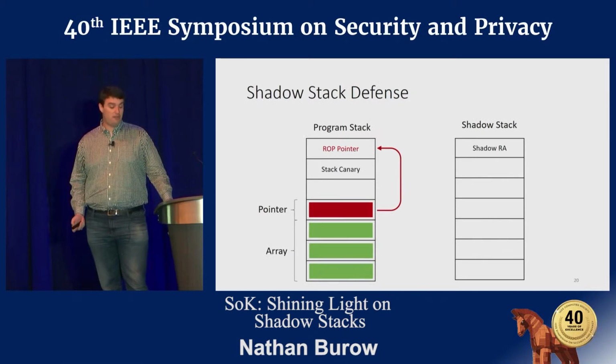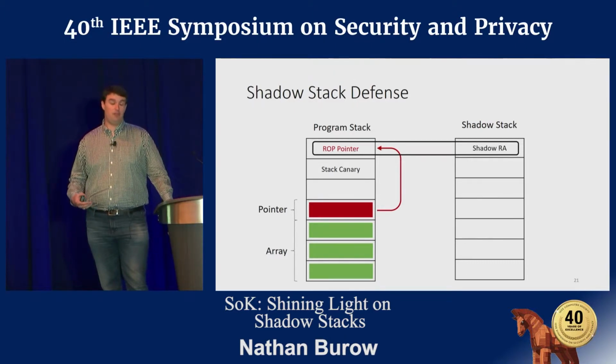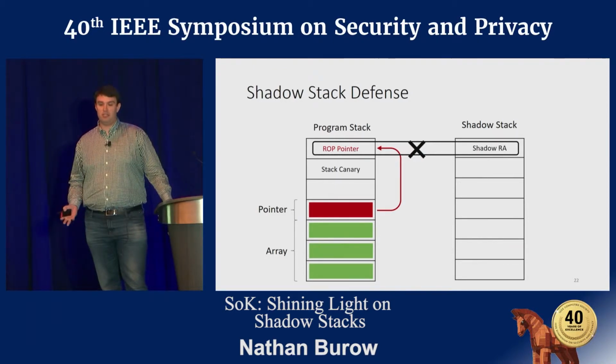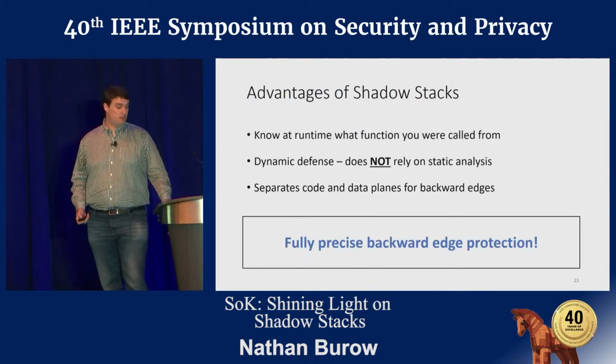So to see how this defense works, we'll return to our previous example here, where we're midway through it. The attacker has already overwritten the return address, but now instead of returning and using this attacker-controlled value, we instead compare the return address on the program stack to the shadow return address. And if they mismatch, we can detect an attack, and we can take any action we like in response to this. Typically, people just terminate the program, but you can imagine more sophisticated recovery policies.